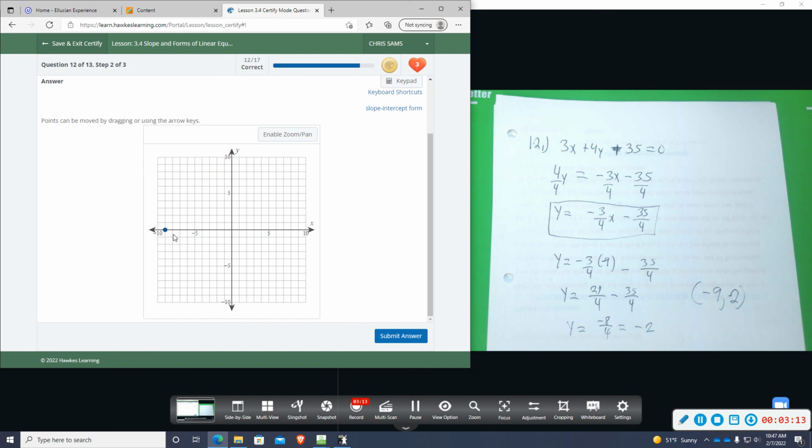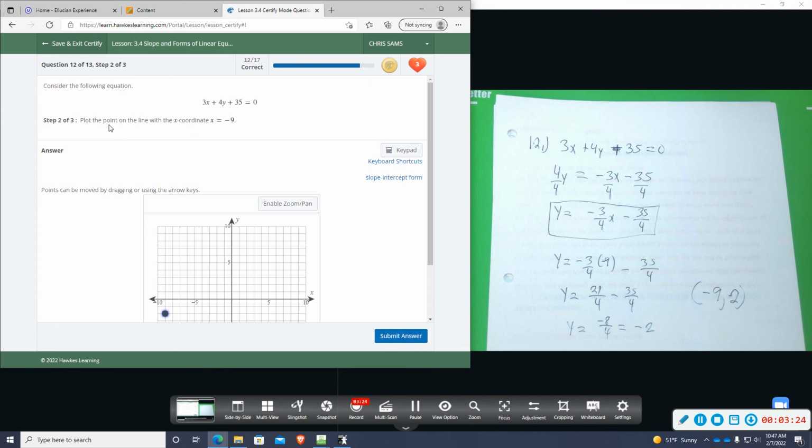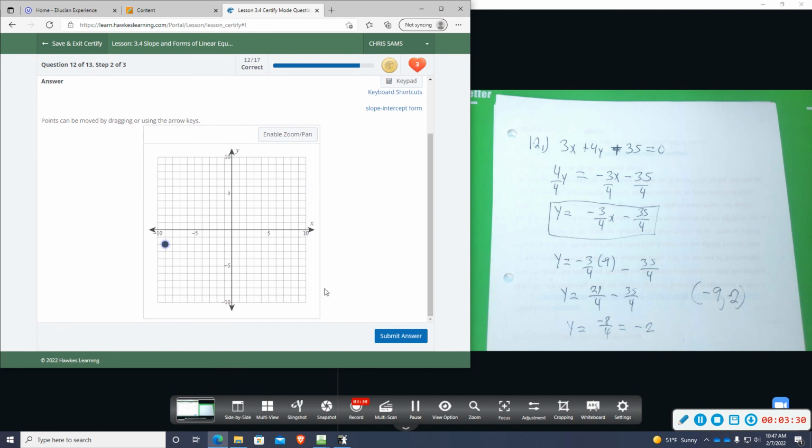We're going to go left 9 and down 2. It just says plot the point on the line with the x coordinate. So when x is negative 9, we get a y value of negative 2.